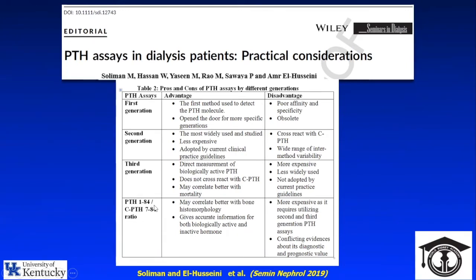Then there is another method we can use, which is to do the 1-84, which is the whole BTH, over the 7-84, which is the truncated or C-terminal portion. So the biologically active over the inactive, we call it the ratio. This correlates better with bone histomorphometry and gives accurate information for the biologically active and inactive, so you have an idea about both. Still, it's expensive because you need to do second and third generation BTH assays.